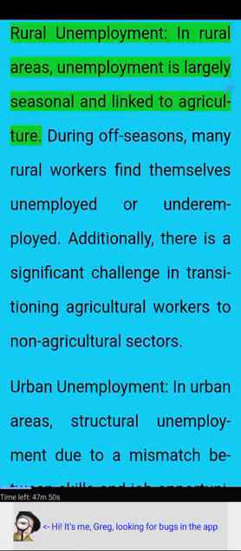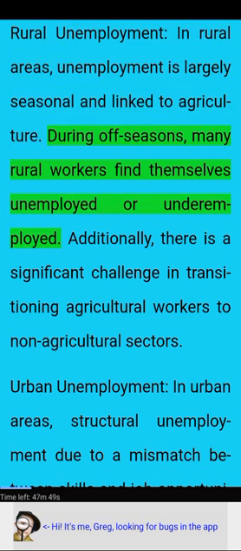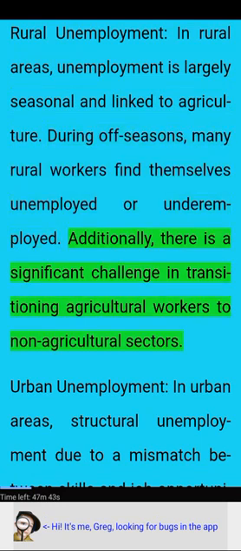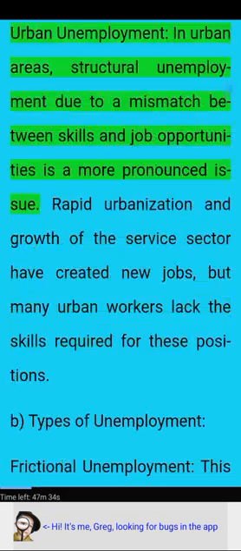Rural versus urban unemployment. Rural unemployment. In rural areas, unemployment is largely seasonal and linked to agriculture. During off-seasons, many rural workers find themselves unemployed or underemployed. Additionally, there is a significant challenge in transitioning agricultural workers to non-agricultural sectors.